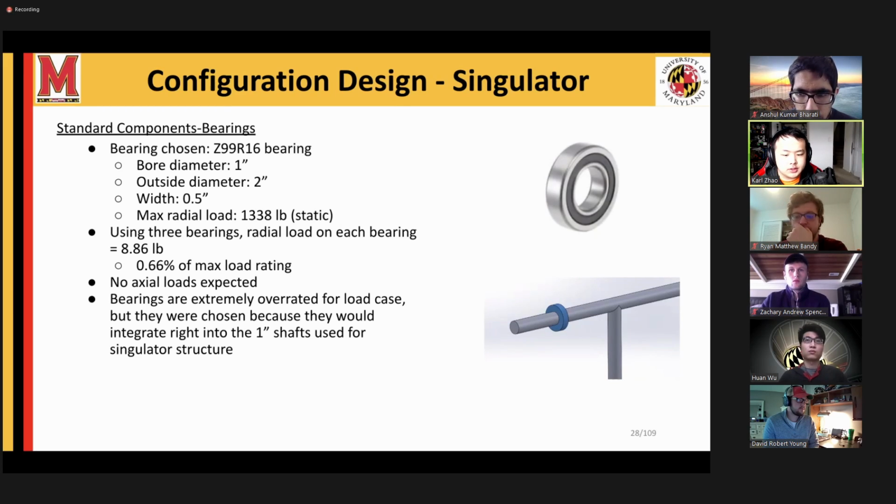Z99 R16 sealed bearings, which have a bore diameter of 1 inch, an outer diameter of 2 inches, and a thickness of 0.5 inches. We found that our load case only puts these bearings at less than 1% of their max rated load, so these bearings are actually highly overrated for our design. However, we still chose them because they would be able to slide right into the 1-inch shafts that also serve a structural purpose in our design.